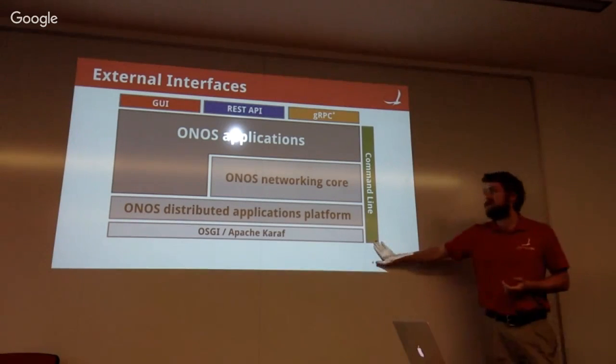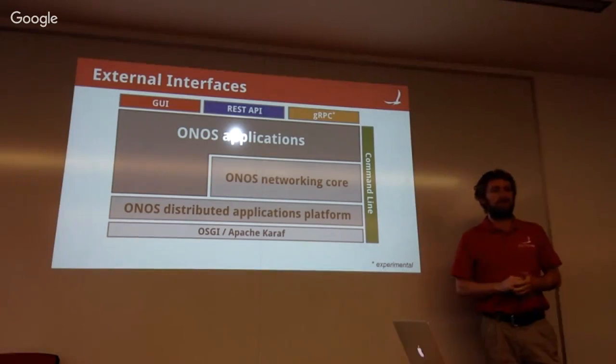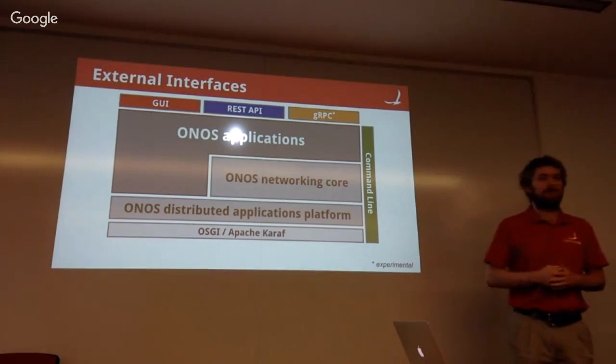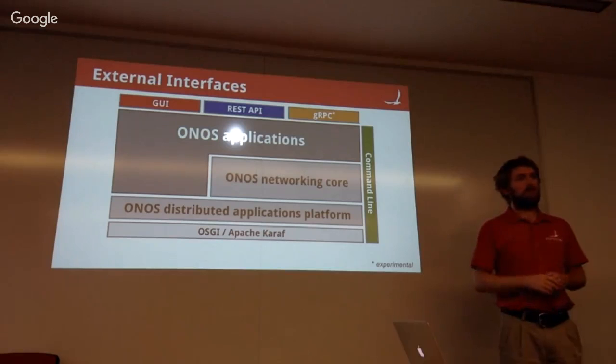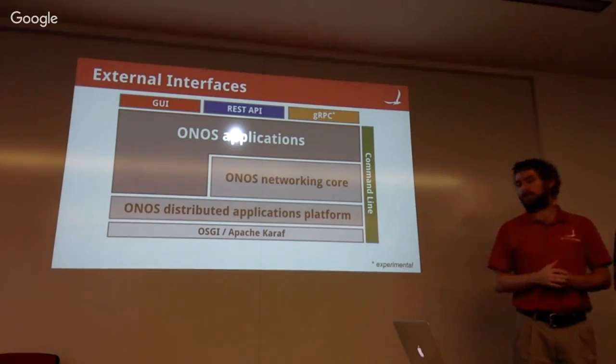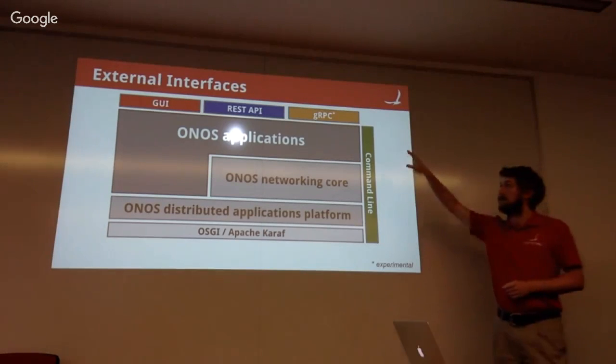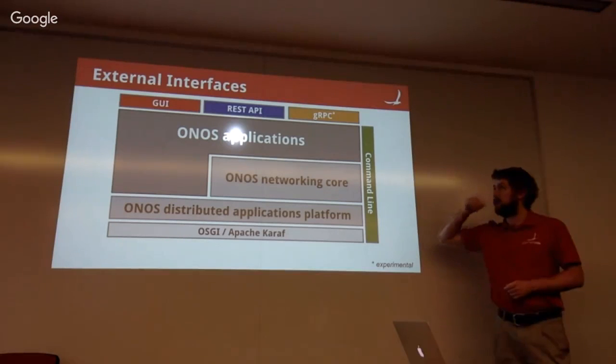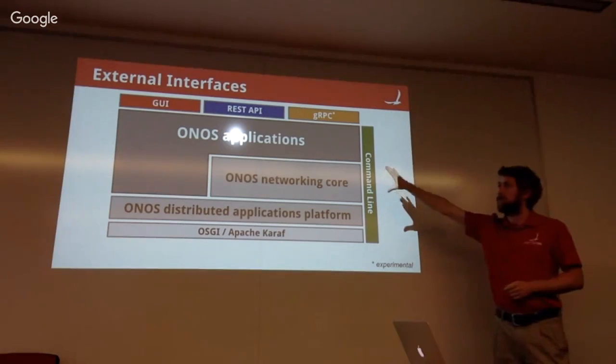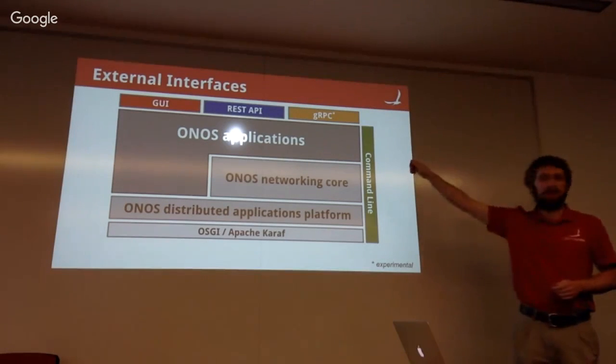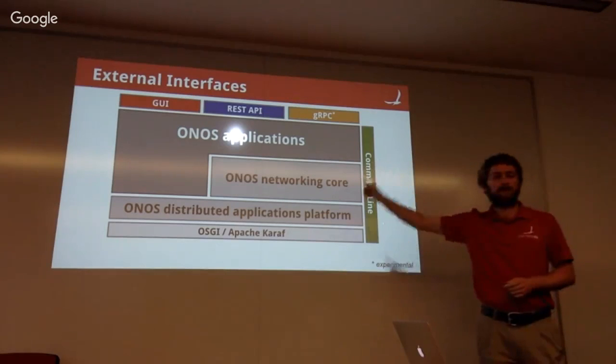And then finally, we have a CLI. This is primarily for administrators or operators who need to gather some information and provide some configuration to ONOS at runtime. So these interfaces are primarily for the core abstractions, but as you'll find out too, they're also extensible by applications.